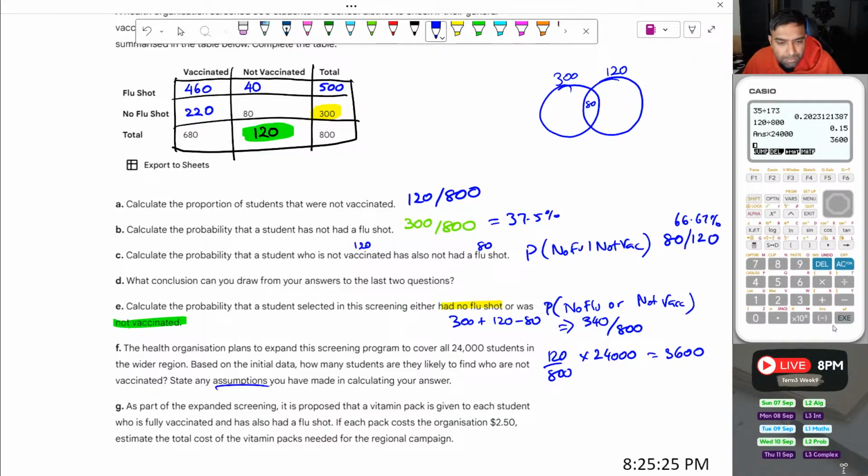Last question. Part of the expanded screening, it's proposed that a vitamin pack is given to each student who is fully vaccinated and has also had a flu shot. If each pack costs $2.50, estimate the total cost. This should be a nice one for you guys to try and do.